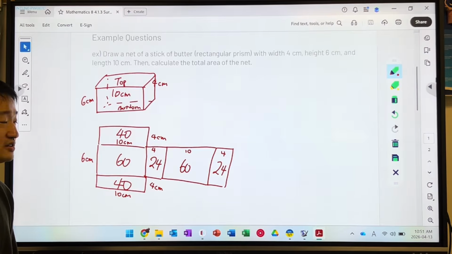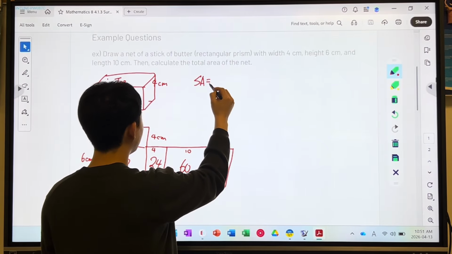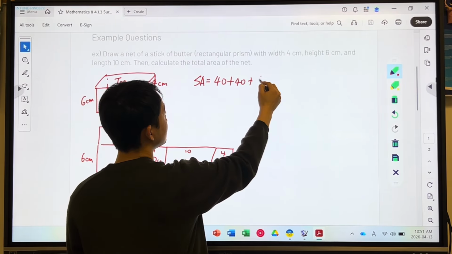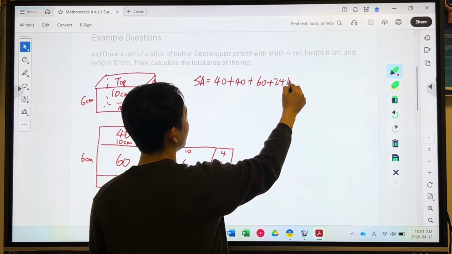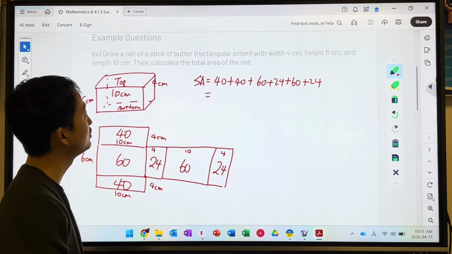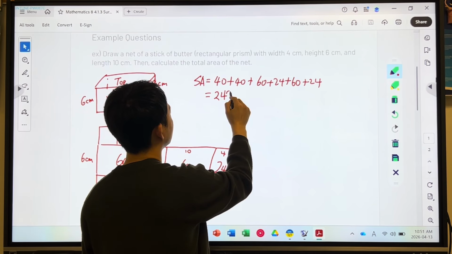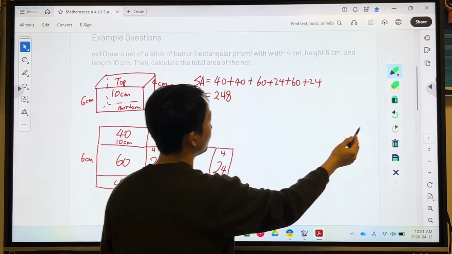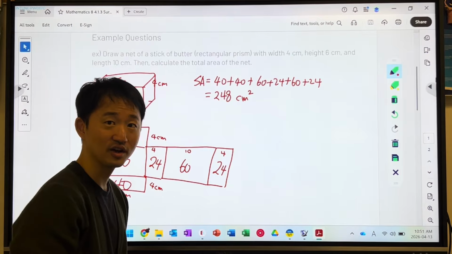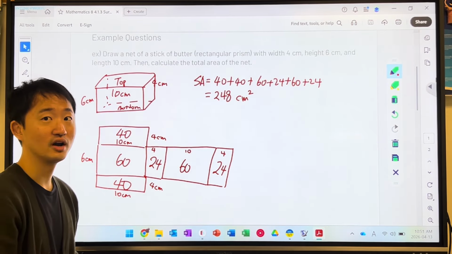So basically, to find the surface area, we just need to add the areas together. Surface area is 40 plus 40 plus 60 plus 24 plus 60 plus 24. And if I add them together, it's going to be 248. So that's 248 centimeters squared. The surface area is an area, so the unit must be 248 centimeters squared.